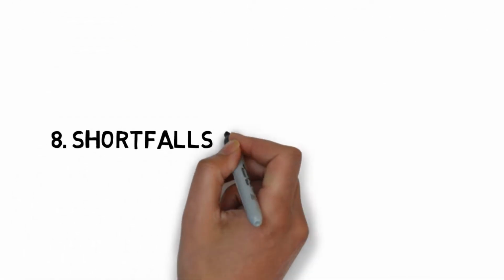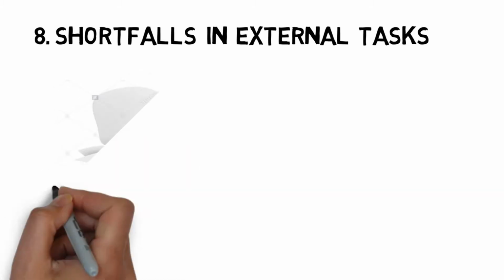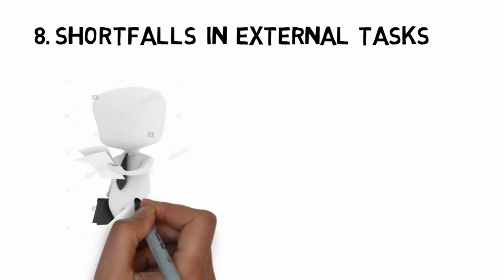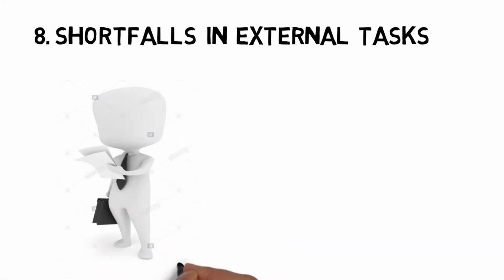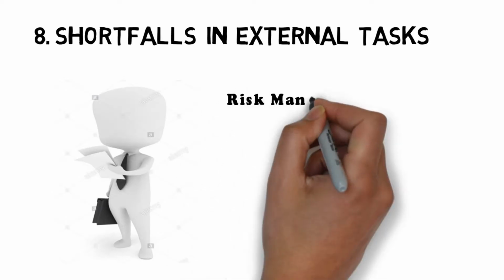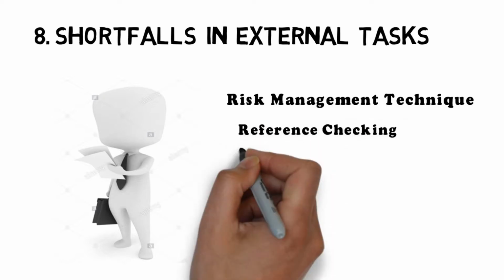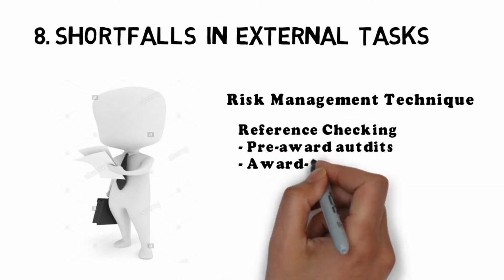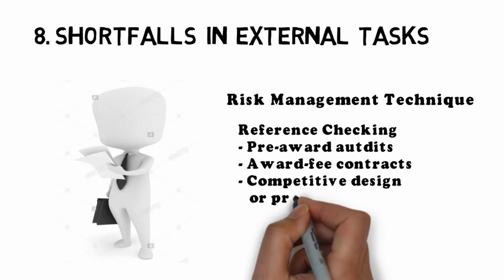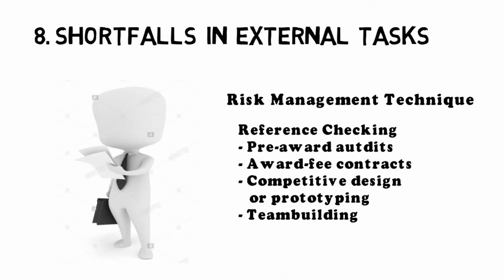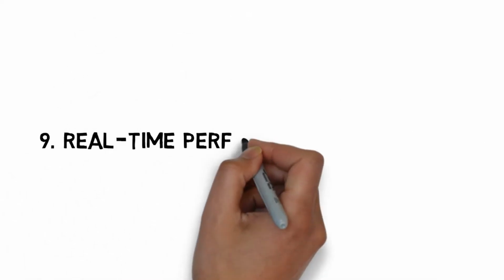Eighth will be shortfalls in external tasks. Optimistic statements by customers that they will provide instant turnaround on reviewing and approving the developer's specifications and plans. To handle this kind of risk, you may use reference checking, pre-award audits, competitive design or prototyping, and team building.